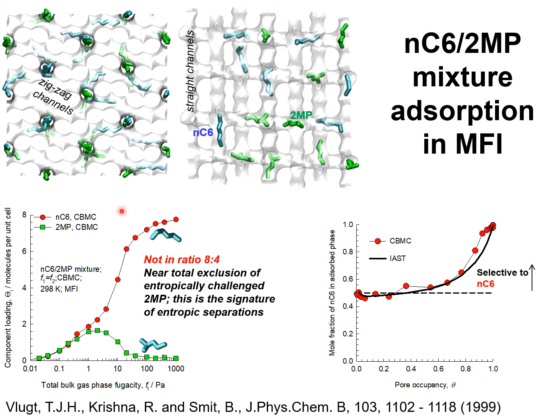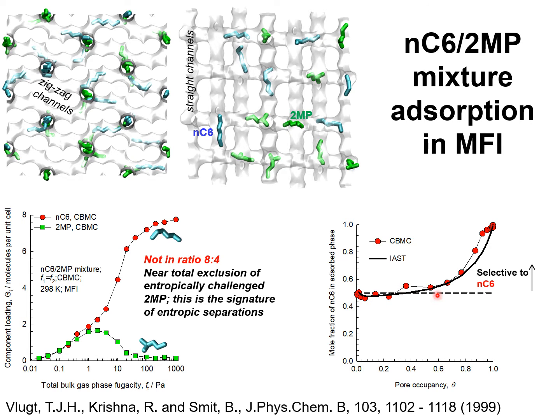This is a characteristic of entropically driven separation, that as the pores get increasingly occupied, the entropically challenged component is virtually excluded from the pore space. Another way to plot this data is to plot the mole fraction of the normal hexane as a function of the pore occupancy.